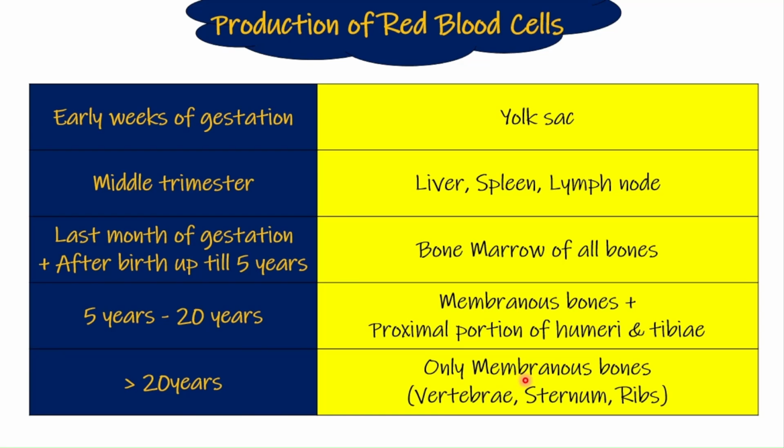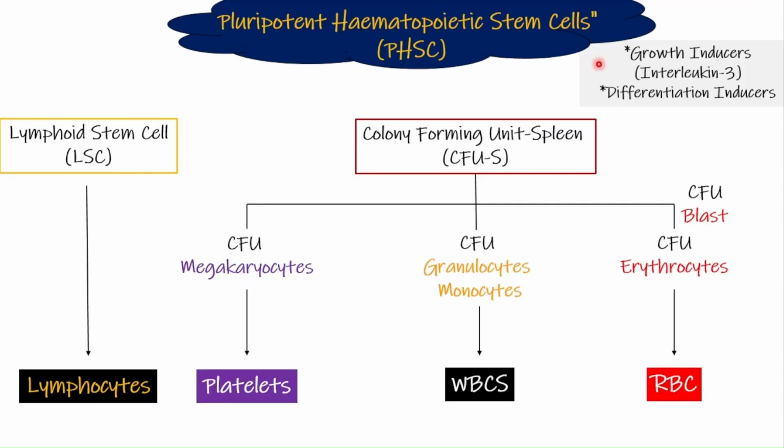Okay. So now, what exactly are the pluripotent hematopoietic stem cells? All the blood cells, we're not just talking about the red blood cells, we're talking about all the blood cells, which include the white blood cells, the platelets, and also the lymphocytes, which are included basically in the white blood cells. The platelets, the WBCs, the RBCs, all are formed basically from the pluripotent hematopoietic stem cells.